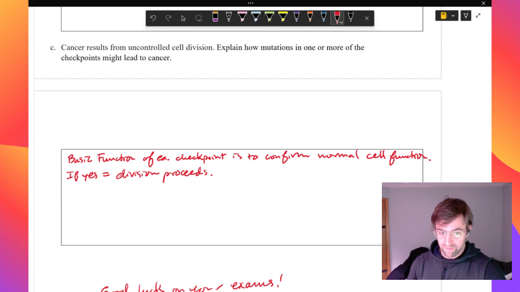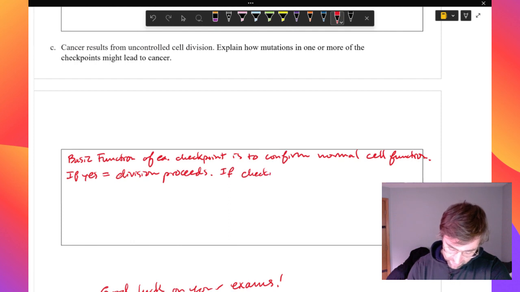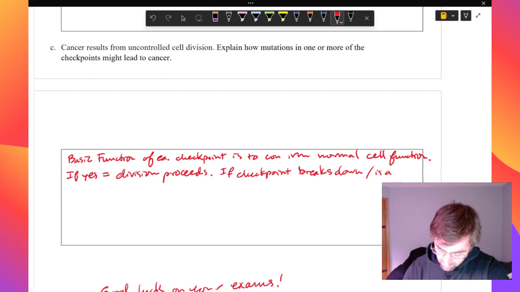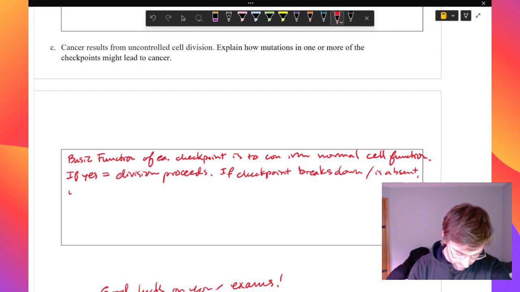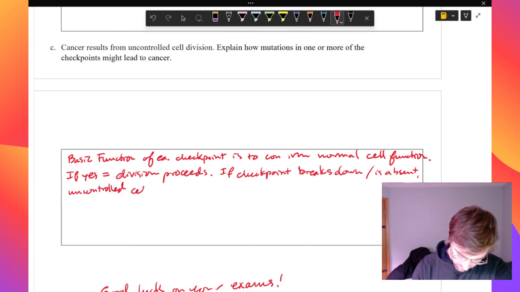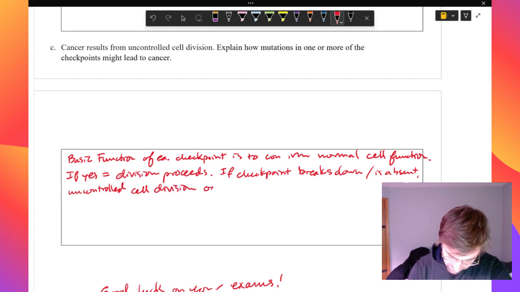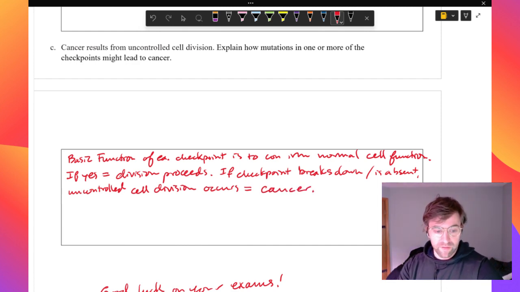If these checkpoints break down, they could allow any cell to continue through the cell cycle, that is, to divide. So cancer is uncontrolled cell division, right? So if the checkpoint breaks down or is absent, uncontrolled cell division occurs, which is by definition cancer. Cancer can result from a breakdown of the operation of many of these checkpoints.